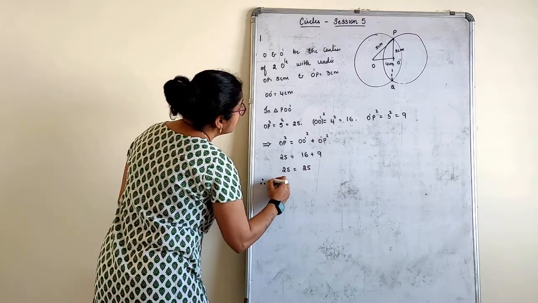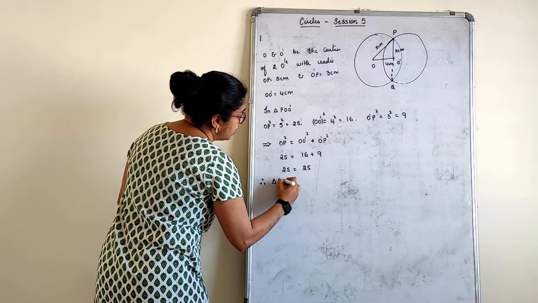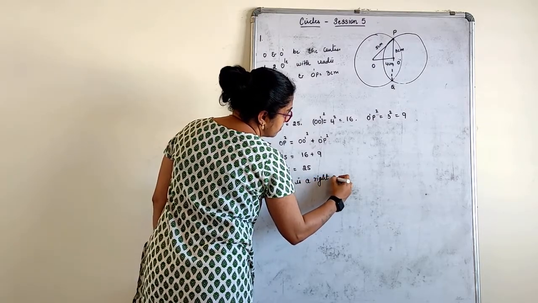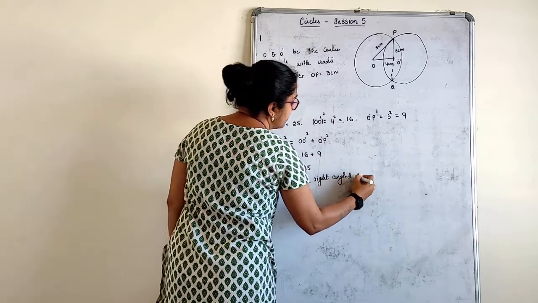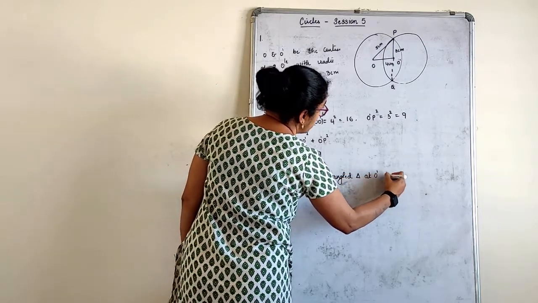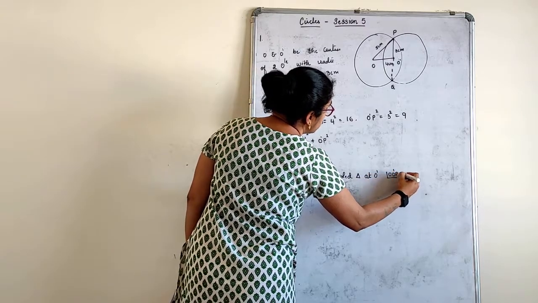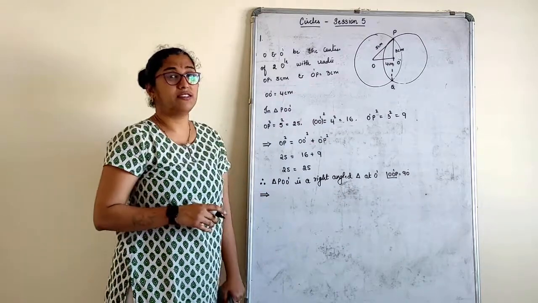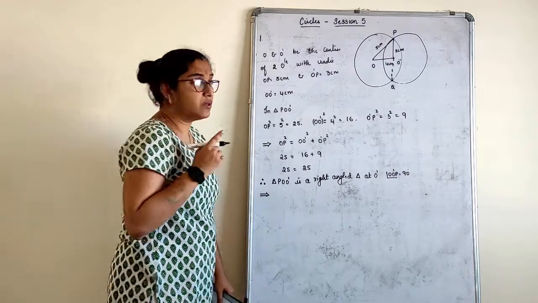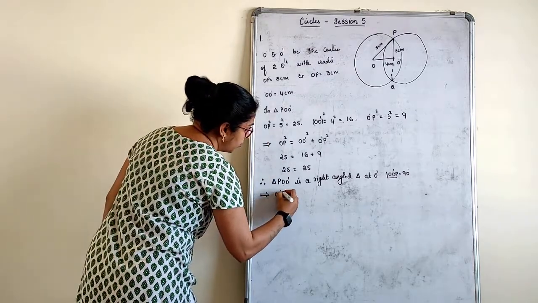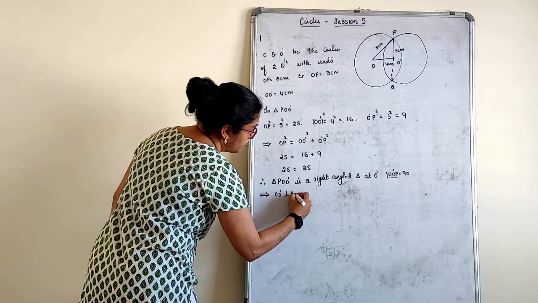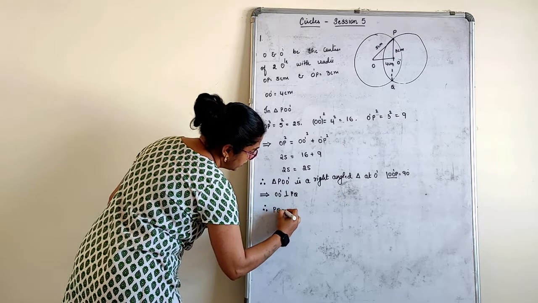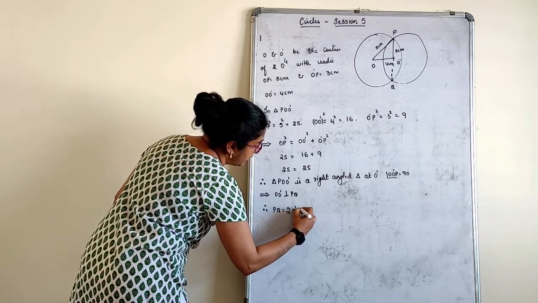Therefore, triangle OPO dash is a right angled triangle at O dash, that is angle OO dash P is equal to 90 degrees. See, we are doing it lengthily because it is asked. If it is a 1 mark question or MCQ, directly you can give the answer. OO dash is perpendicular to PQ. Therefore, PQ is equal to twice of O dash P.